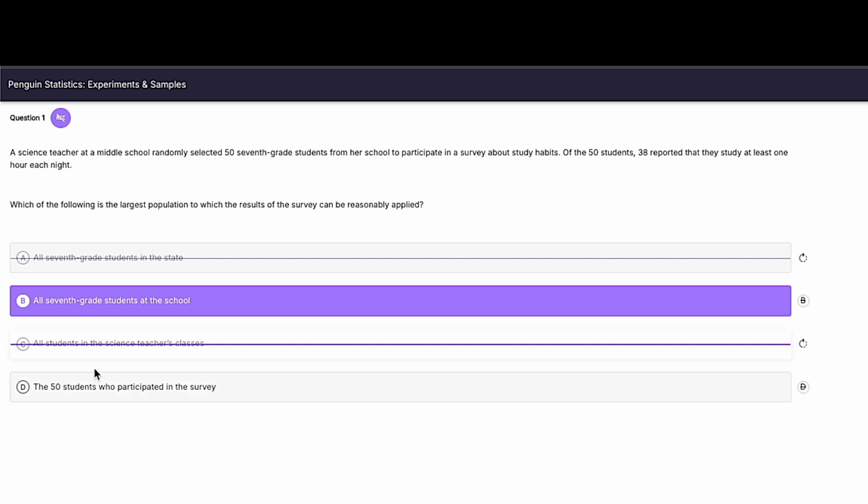This is a weird one that shows up where it literally tells you you can only project it to the sample. We're not actually applying things to a sample. We know exactly what's going on with the sample, so we don't need to make any sort of an estimation. This is just a red herring. Don't fall for that one either.